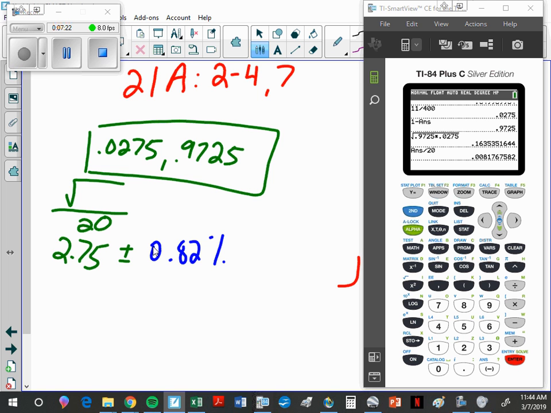0.82%. That's the square root of 400. So I divided by the square root of 400. That's the number of draws. Okay. Why is this number so small?